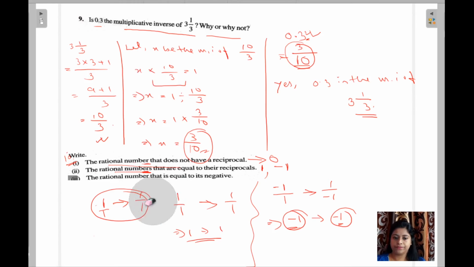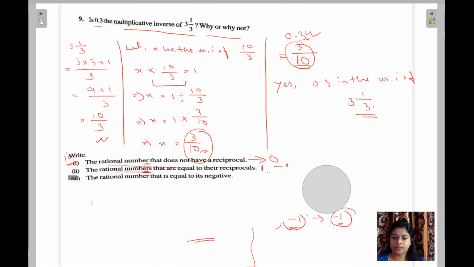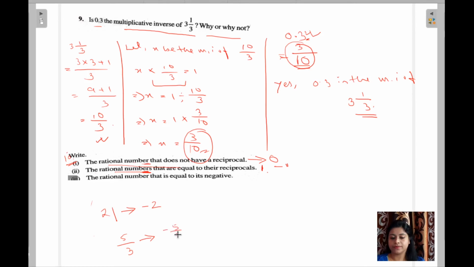The last one is the rational number that is equal to its negative. Now, negative means what? If 2 is a number, then what is the negative of 2? Minus 2. So if 5 by 3 is a number, then the negative of 5 by 3 is minus 5 by 3. Now we have to find the one rational number that is equal to its negative.